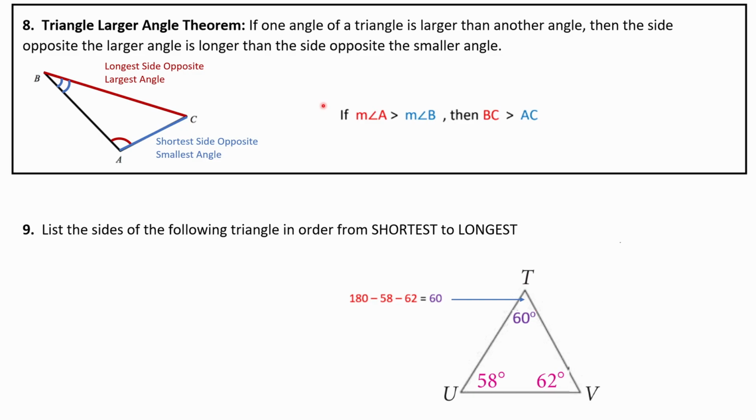From here now I know that angle U is the smallest angle, which means that TV is going to be the shortest side, since we're going from shortest to longest. And then I would say, okay, angle T is the most medium-sized angle in this triangle. So UV is the one that's going to be across from that. And then finally, since V is our largest angle, we are going to have TU, or UT, that is the largest side, or longest side.